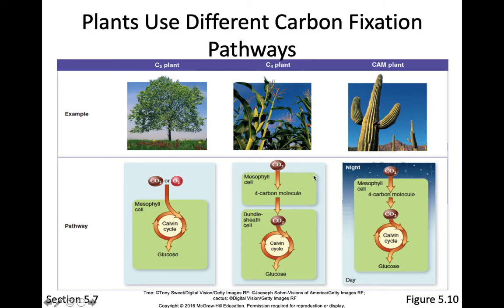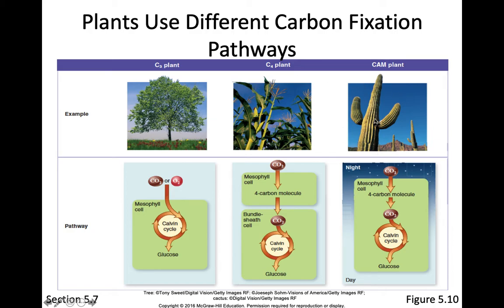C4 plants, they have 2 separate cells. Photosystem 1, the light reactions, take place in a mesophyll cell. The products of that, NADPH and a little bit of ATP, are then going to be transferred to a bundle sheath cell, a separate cell, to finish the Calvin cycle. C4 plants, things like corn, their stomata are open during the day as well and close at night.